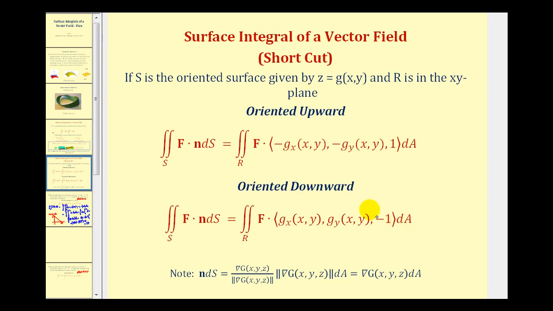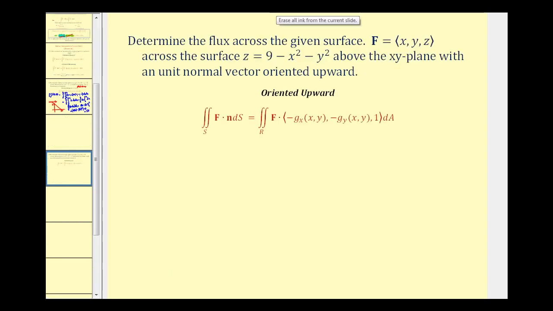Let's go and take a look at our second example. We want to determine the flux of the vector field F equals angle bracket x, y, z across the surface above the xy plane with a unit normal vector oriented upward. So the first thing we should recognize is that g of x and y is equal to 9 minus x squared minus y squared.